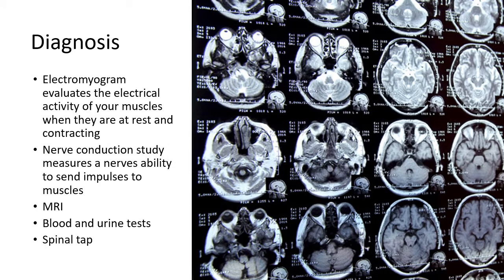There are a variety of tests a physician can administer to diagnose ALS. An electromyogram evaluates the electrical activity of your muscles when they are at rest and when they are contracting. A nerve conduction study is able to measure a nerve's ability to send impulses to muscles. Some other tests include MRI, blood and urine samples, and a muscle biopsy.